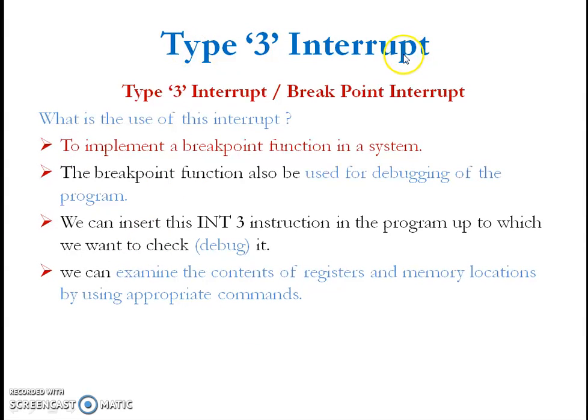The fourth interrupt is type 3 interrupt, that is breakpoint interrupt. What is the use of this interrupt? To implement a breakpoint function in a system. This can also be used for debugging of the program. Suppose you have written 200 lines of 8086 code. If you want to examine the contents of registers and memory locations after every 10 instructions, you can do so by inserting the INT 3 instruction. So 8086 executes the instructions up to the INT 3 instruction. Like that you can place this INT 3 after 20 instructions, 30 instructions, and so on.